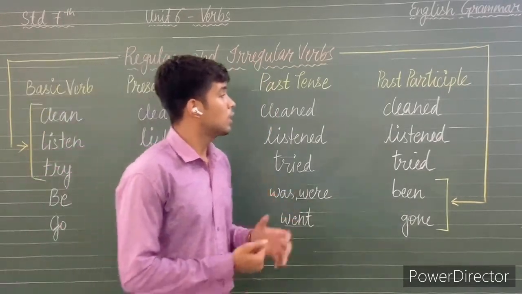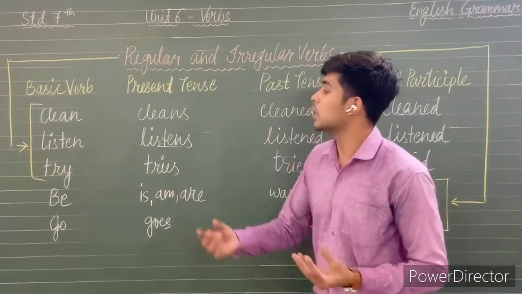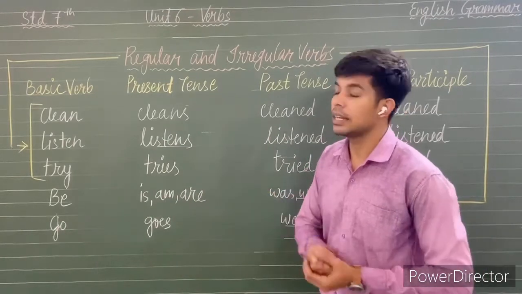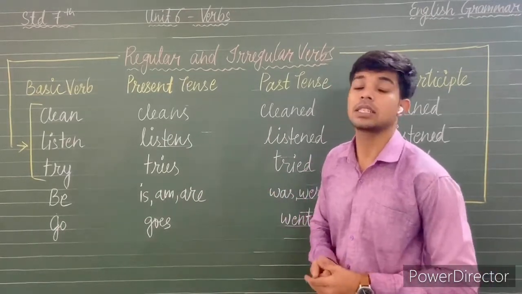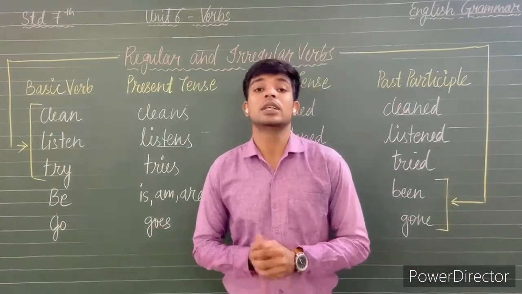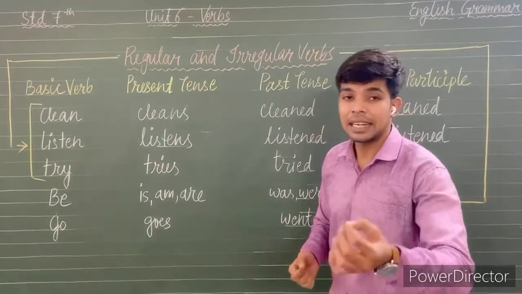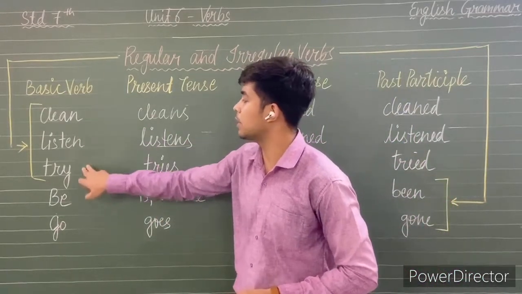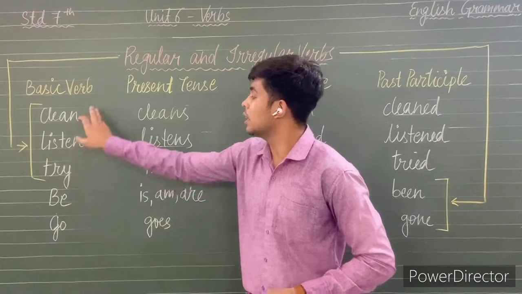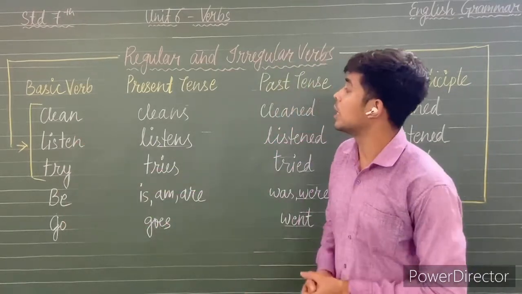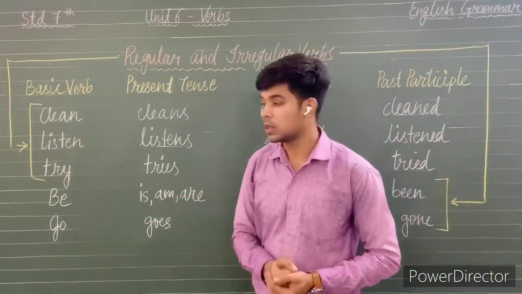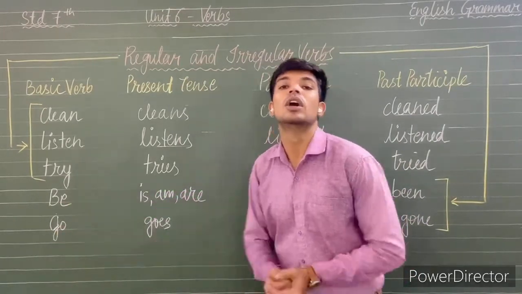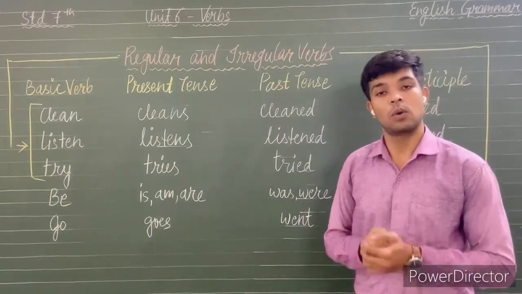And the verbs which are not fully changed but small changes are done with them when converting the sentence into present tense, past tense or the past participle form, they are slightly changing. That is, these examples, clean, listen, dry, this kind of examples are known as regular verbs, and the words which fully change like be, go are known as the irregular verbs.